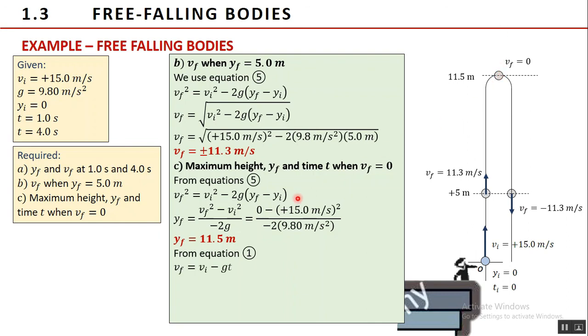Then for the time, we simply use equation 1. Again we manipulate the equation to solve for time. We transpose v sub i to the other side and divide both sides by negative g. So time t is equal to the change in velocity, v sub f minus v sub i, divided by negative g. Substituting the values will give 1.53 seconds. It means that right after 1.53 seconds, the ball begins to move downward.